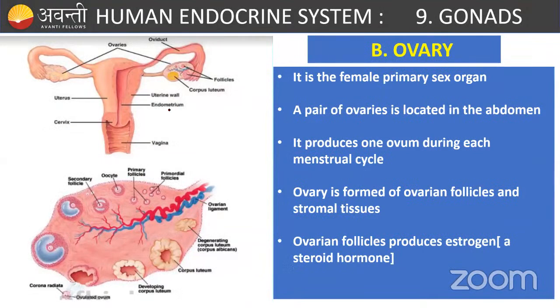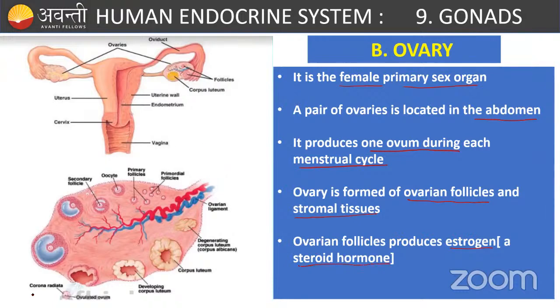The next gonad is the ovary. It is a female primary sex organ. A pair of ovaries is located in the abdomen. It produces one ovum during each menstrual cycle. The ovary is composed of ovarian follicles and the stromal tissue. And these ovarian follicles produce a hormone, which is estrogen, and this estrogen is a steroid hormone.